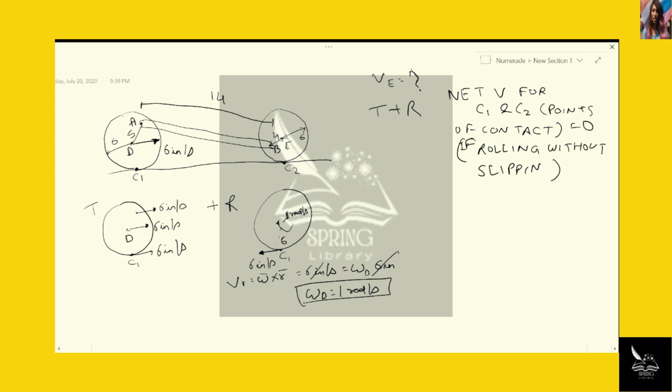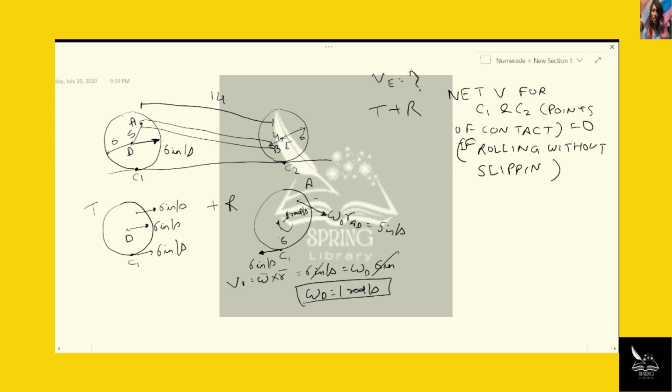Okay. Now, what will be the rotational velocity at point A? The rotational velocity at point A will point perpendicular to the circle at point A, and the magnitude will be omega D times the distance between A and D. So let's call it RAD, which is 5. So this will be 5 inches per second.